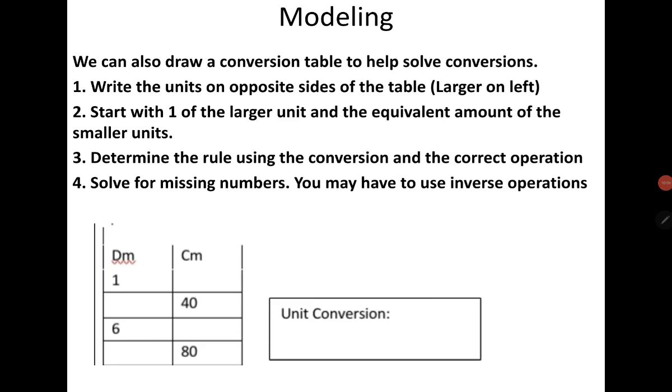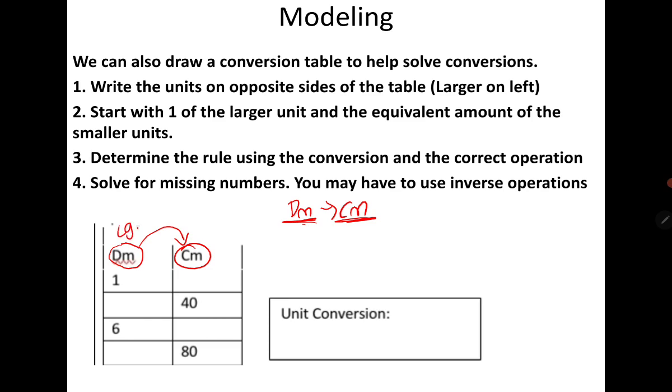Remember that we can also draw a conversion table to help us solve conversions. So let's say that we are trying to convert decimeters into centimeters. Remember, a decimeter is a credit card, a centimeter is like the length of your nail. So we write the units on opposite sides of the table. Since a decimeter is larger, we're going to put decimeter on one side. We're going to try to make it into centimeters. We'll put the larger one on the left.